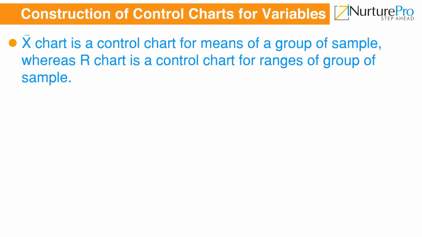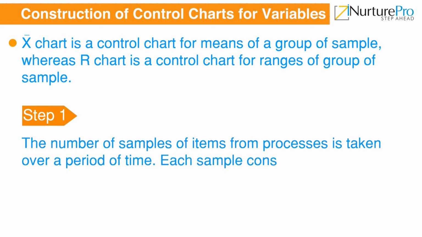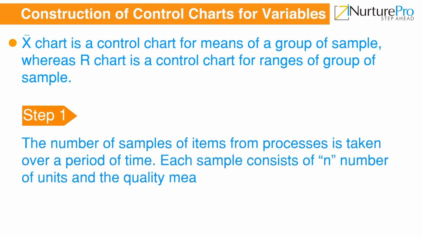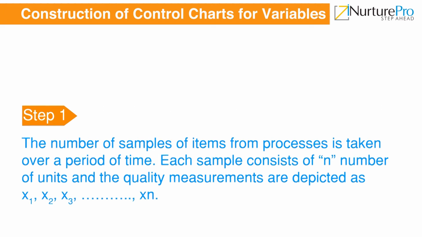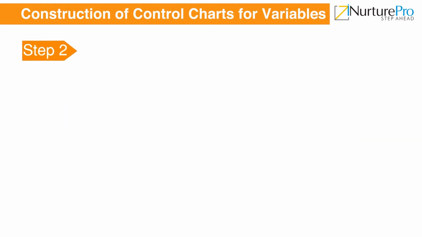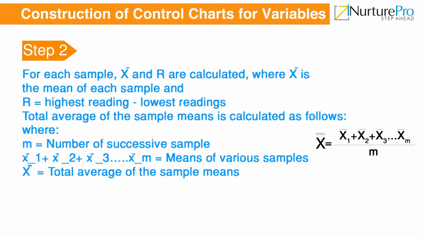The following steps are taken to draw X bar and R chart. Step 1. A number of samples of items in the process are taken over a period of time. Each sample consists of n number of units and the quality measurements are depicted as X1, X2, X3 and Xn. Step 2. For each sample, X bar and R are calculated, where X bar is the mean of each sample and R is equal to the highest reading minus the lowest reading.